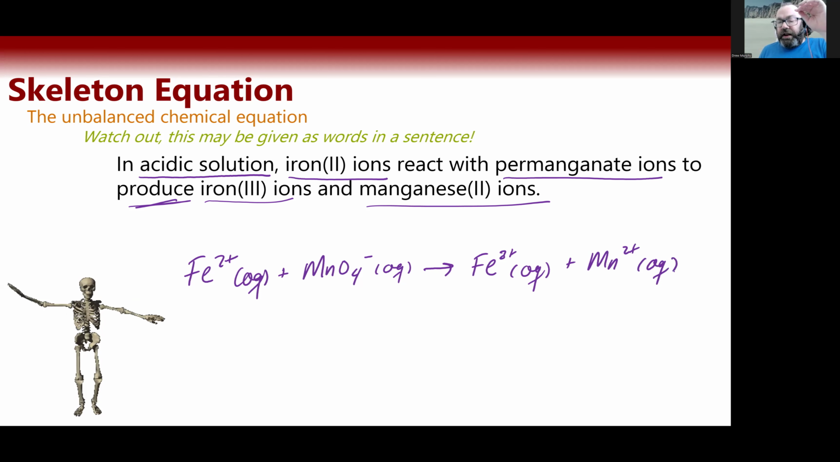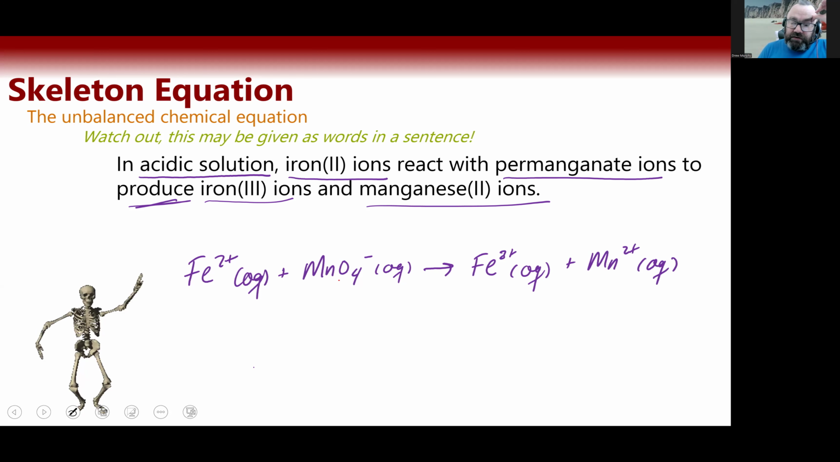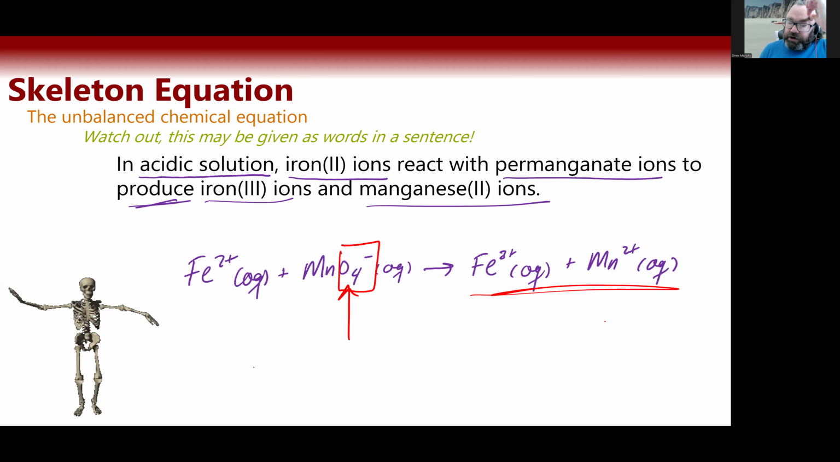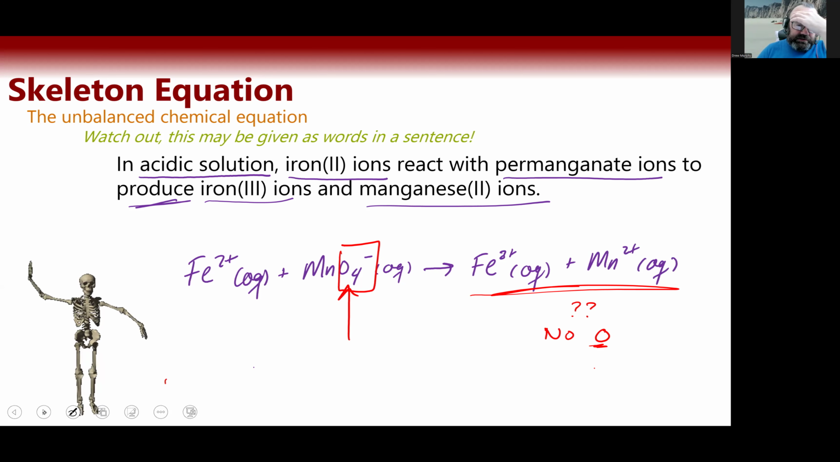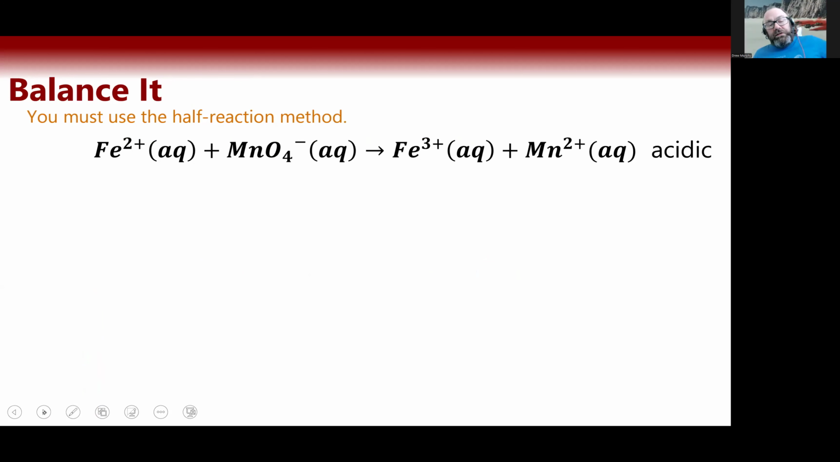This is our skeleton, and we'll recognize that we almost could balance this by inspection, but not really, because we have oxygens over here, but there's no oxygens over here. So you can't balance it by inspection because somehow we have to put oxygens over there. All right, let's do this. I'm going to rewrite this so it looks nice. All right, we're going to use the half reaction method.